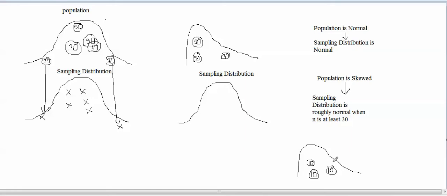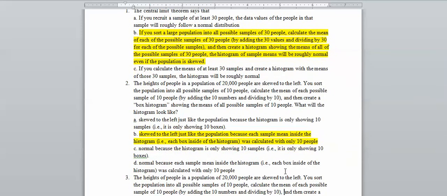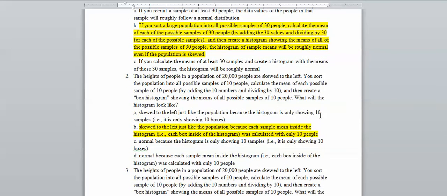And it's the fact that we're doing it with 10 people each time that's going to make the sample means skewed to the left, just like the population. The fact that there's only 10 people inside each sample we're using is what is going to make it skew to the left. The sample size isn't 30. It's lower than 30. And it's not the number of samples that matters, it's the sample size that matters.